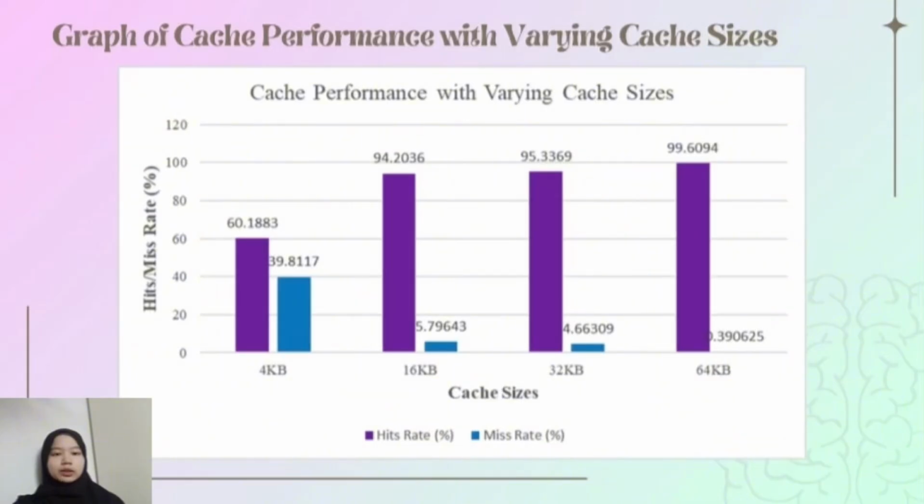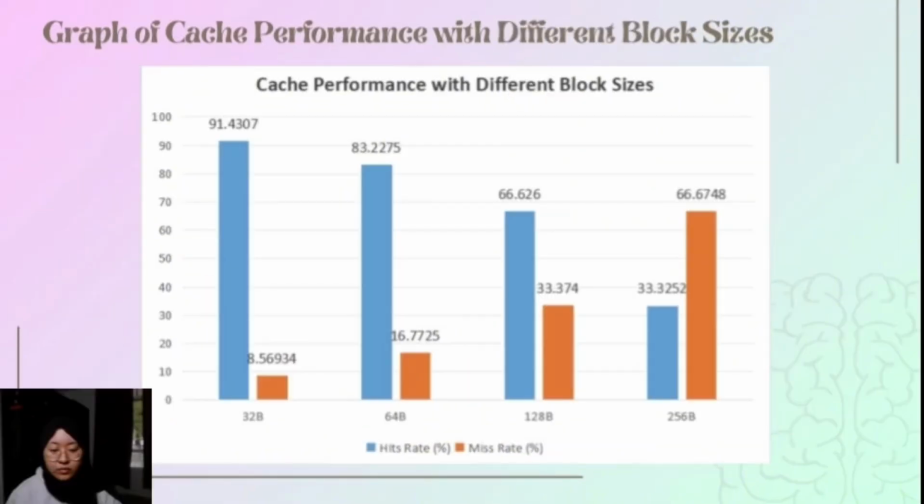To conclude, 64 kilobytes gives the best results as it has the highest hit rate and the lowest miss rate. It is more efficient and makes the cache system work much better. The graph shows how different block sizes affect the performance of a 32 kilobit direct mapped cache as the block size gradually increases from 32 bytes to 256 bytes.